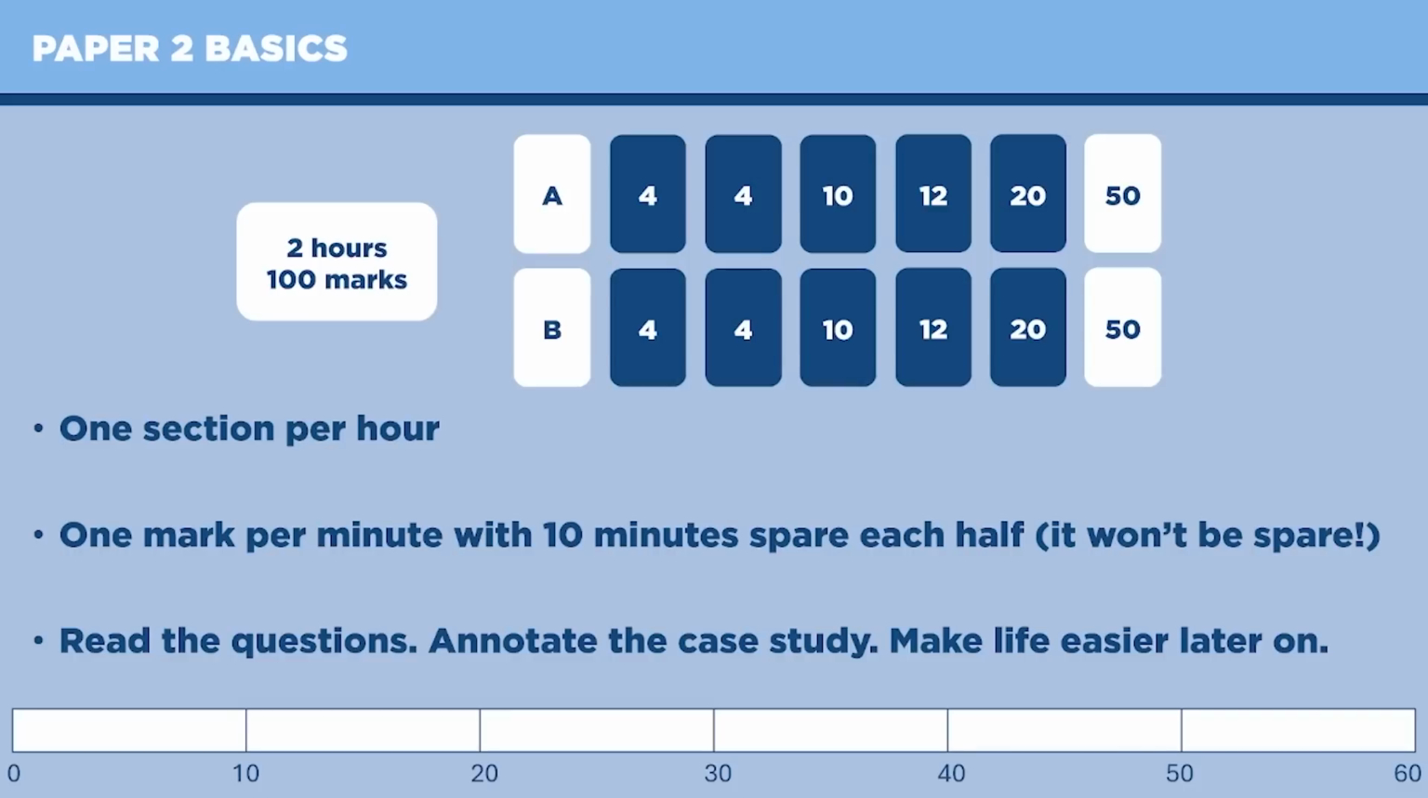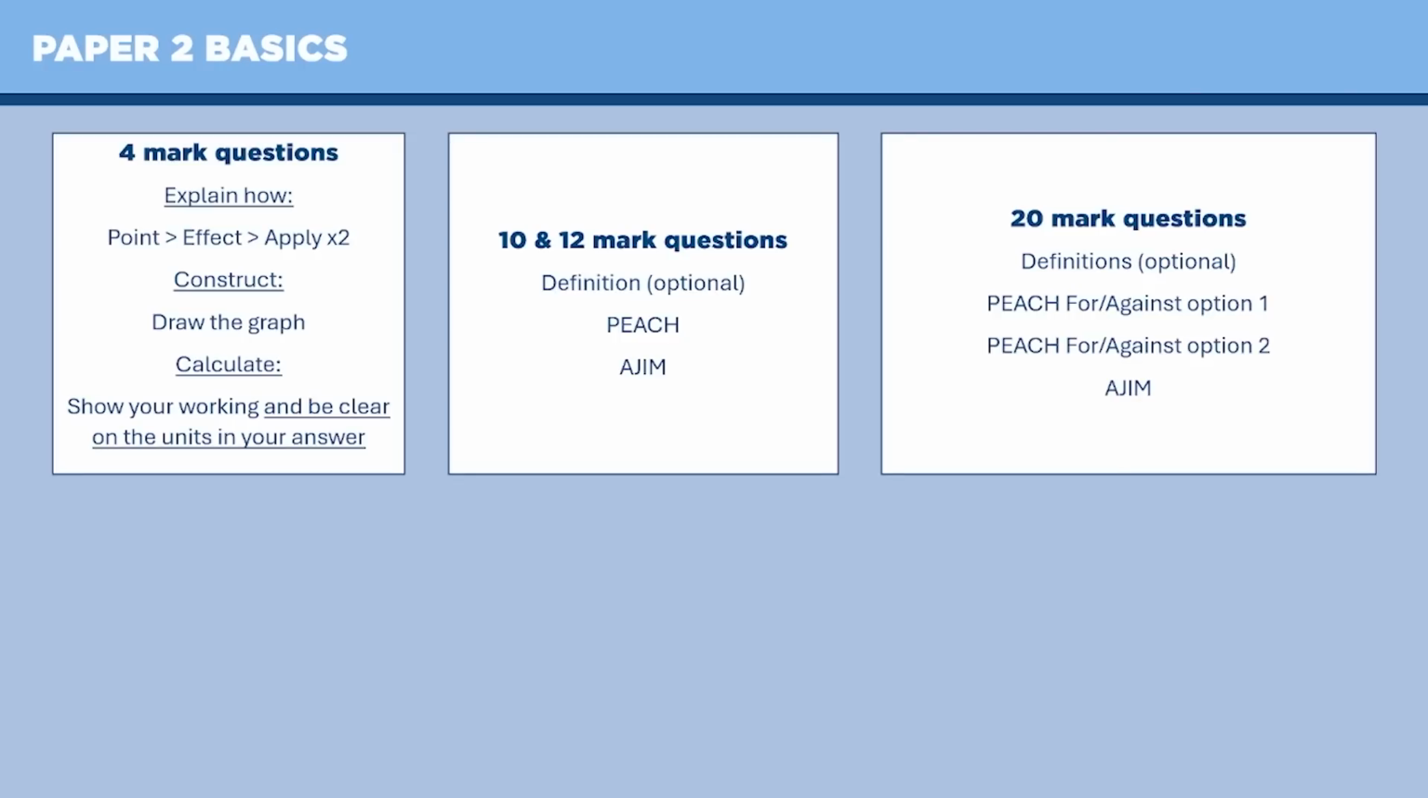So ideally, that first up to 10 minutes, you want to do it as quick as you can, spent on your case study. Then you can go 4 marker, 4 marker, 4 minutes each, 10 marker in 10 minutes, 12 marker in 12 minutes, and then you've got 20 minutes at the end of that first hour to do your 20 marker. It's really important you get your timing right, and I can't specify enough how important that is.